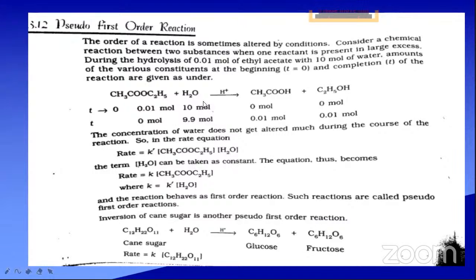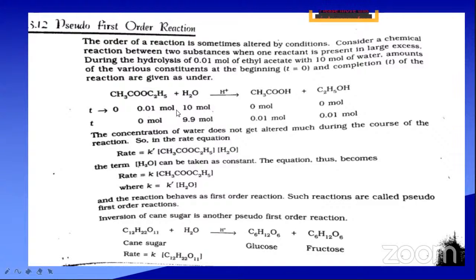Next, pseudo order reactions. What are pseudo order reactions? In some chemical reactions, for example A plus B gives C, if the rate of the reaction depends on both A and B, then it is called a second order reaction. But in this case, what is happening? Take the hydrolysis of an ester, an ethyl ester. Ester on hydrolysis forms carboxylic acid and alcohol.